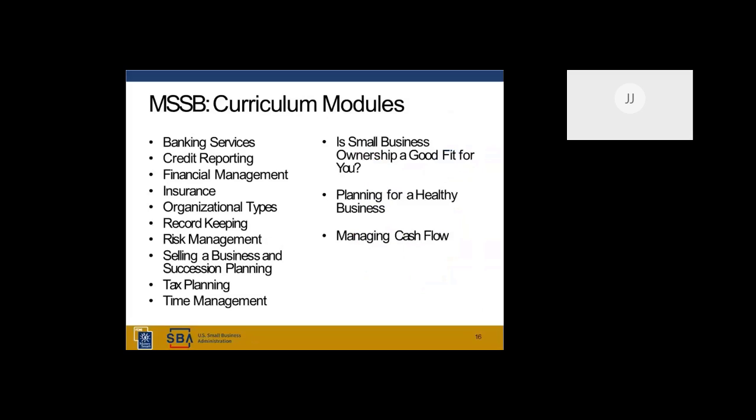So our next slide has all 13 modules. The first 10 modules that were launched in 2012 are on your left-hand side if you're looking at the screen. They are the banking services, credit reporting, financial management, insurance, organizational types, record keeping, risk management, selling a business, succession planning, tax planning, and time management. Those are the first 10. I think that, again, Joe mentioned when he first got familiar with the program, that's what we had available.